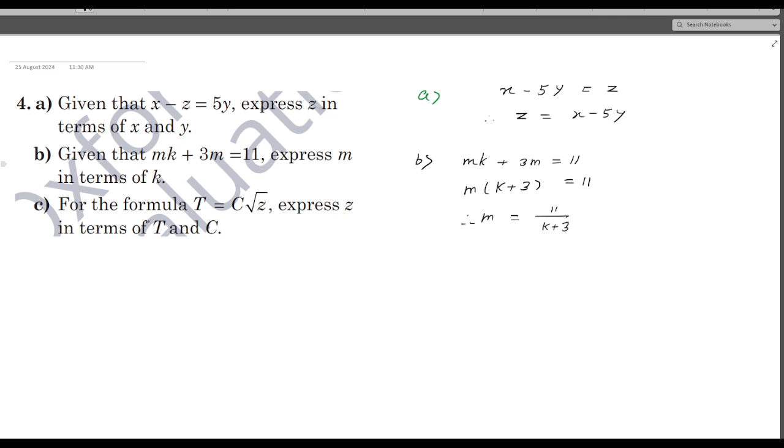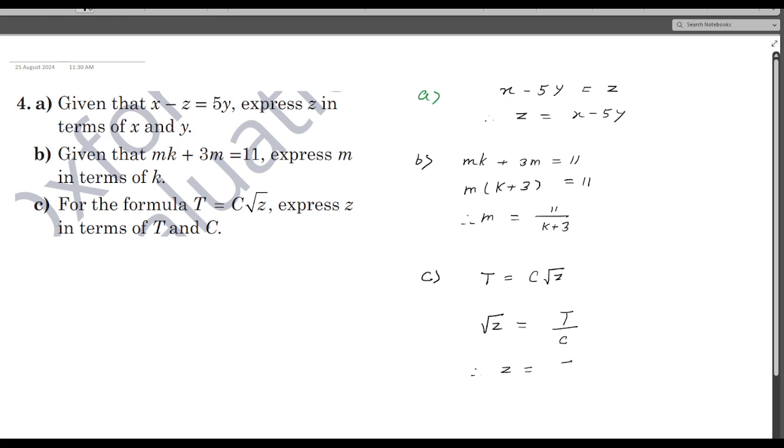C is for the formula t equal to c root z, express z in terms of t and c. So your C part is t is equal to c root z. We have to express z in terms of t and c. So root z is t divided by c, and therefore z is equal to, we will square both the sides, so it is t squared divided by c squared.